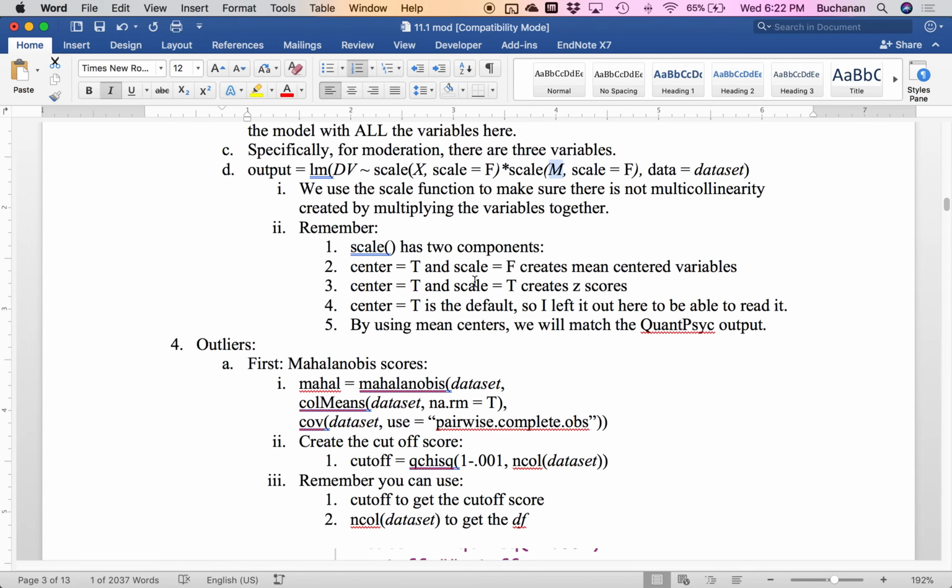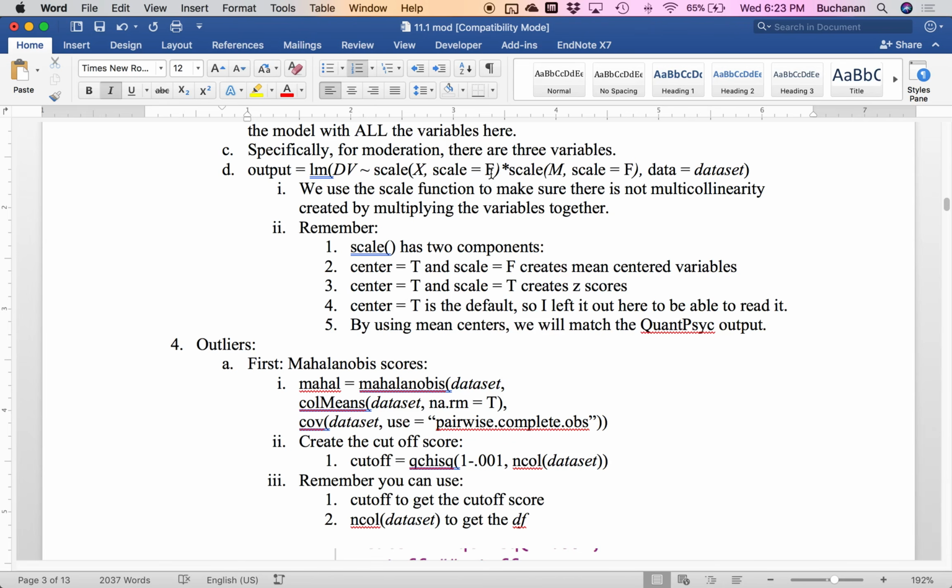And so scale has 2 components. Generally, when people think of scale, they just use scale in general, with no extra arguments. And that will create z-scores. So using center equals true and scale equals false creates mean-centered variables. Using center equals true and scale equals true creates z-scores. And this is the default. So line 3 here, center equals true is the default, so I just left it out. But you could put it in here, like right here. So we're just turning off the division by the standard deviation because we want mean-centered variables rather than z-scores.